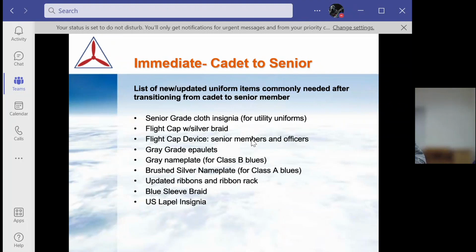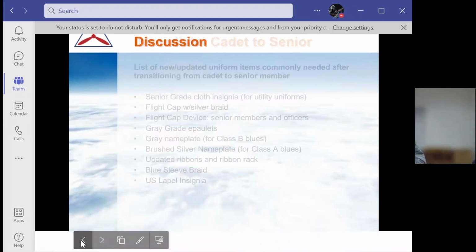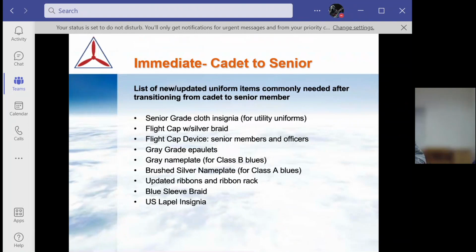Why are they senior members and officers? That doesn't make sense. Yes, so senior member NCOs and senior member officers both wear the same flight cap device. Gray grade epaulets instead of the blue grade epaulets. Gray name tape for Class B blues, and the brushed silver nameplate, as I was explaining earlier.